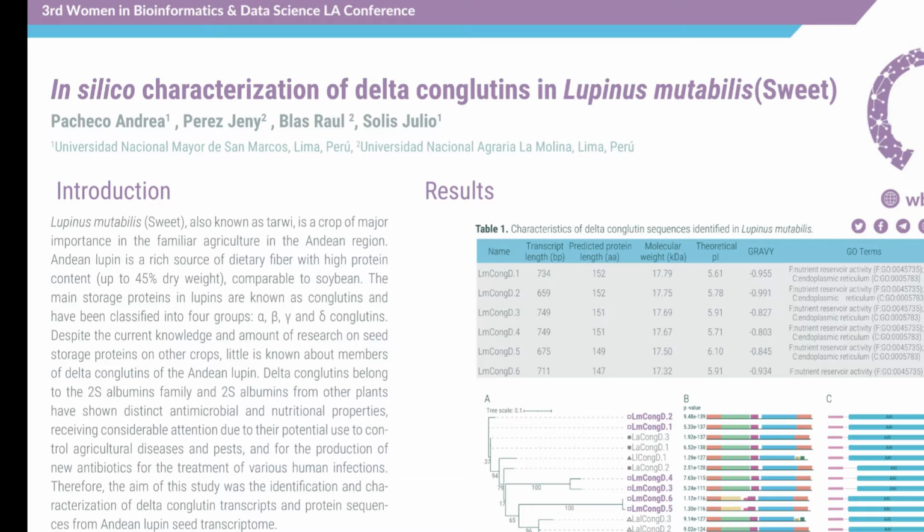The main storage proteins in lupins are known as conglutins and have been classified into four groups: alpha, beta, gamma, and delta conglutins. Here we focus on delta conglutins. These proteins belong to the 2S albumins family, and 2S albumins from other plants have shown antifungal, insecticidal, and antibacterial properties, receiving considerable attention due to their potential use to control agricultural diseases and for the production of new antibiotics for the treatment of various human infections. This study aimed to identify and characterize delta conglutin transcripts and protein sequences from Andean lupin seed transcripts.